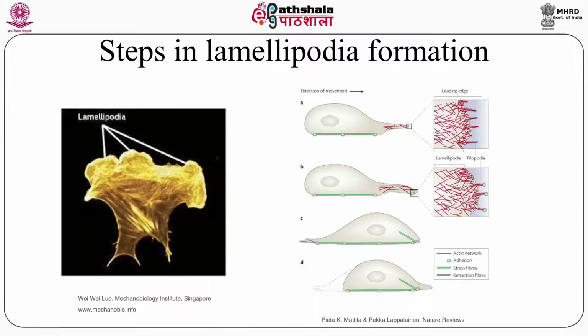The B panel shows new adhesion formation with the substrate under the leading edge. In the C panel, you can see the nucleus and cell body are translocated forward by focal adhesion linked stress fibers. These stress fibers are shown in green color, and the small circles in between the stress fibers are the adhesions, focal adhesions. The D panel shows retraction of stress fibers, which pulls the rear of the cell forward.